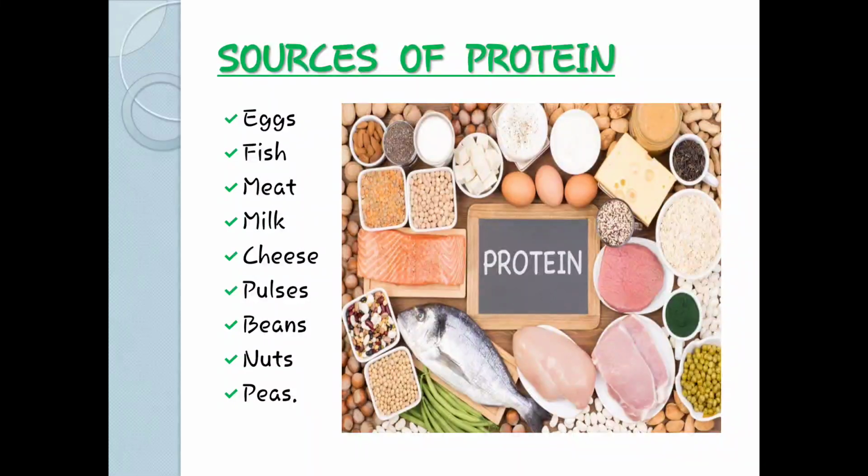Here are the sources of protein: eggs, fish, meat, milk, cheese, pulses, beans, nuts, peas, etc. So all these are the sources of protein. Let's move to the next slide.